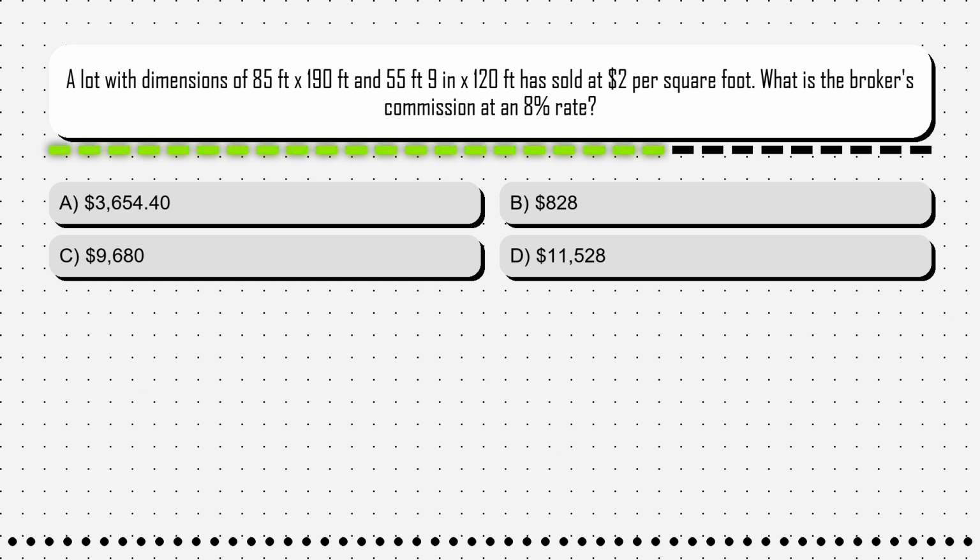Question 33. A lot with dimensions of 85 feet x 190 feet and 55 feet 9 inches x 120 feet has sold at $2 per square foot. What is the broker's commission at an 8% rate? Option A, $3,654.40. Option B, $828. Option C, $9,680. Option D, $11,528.